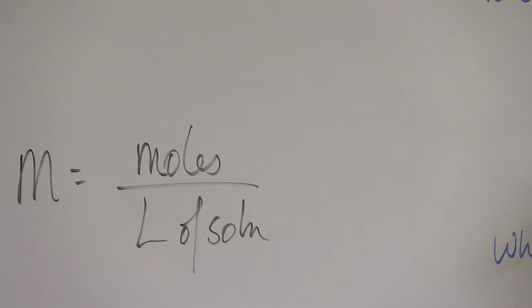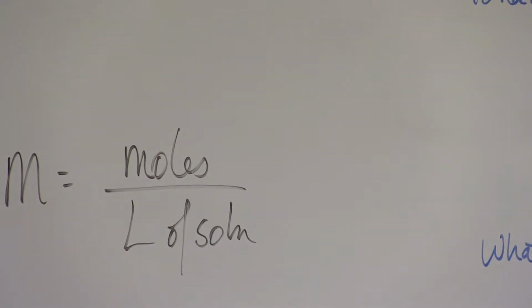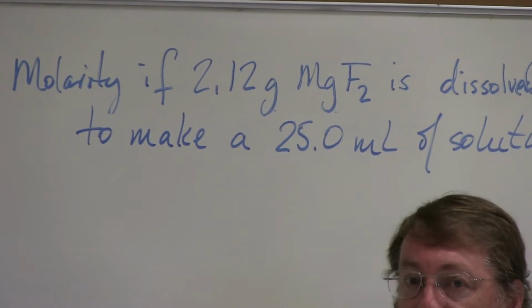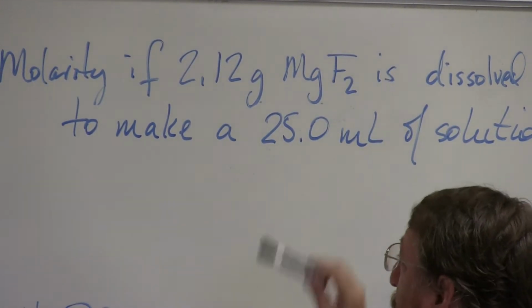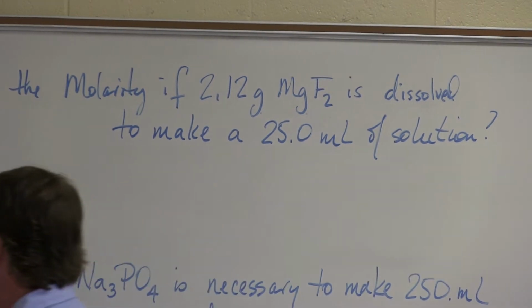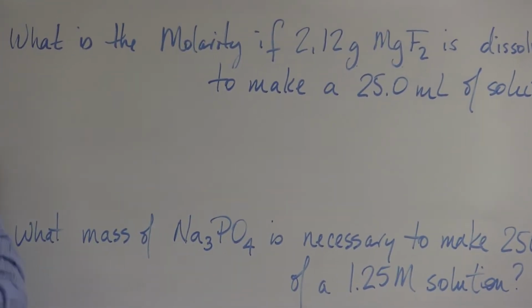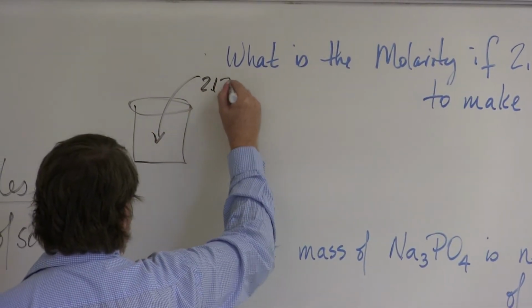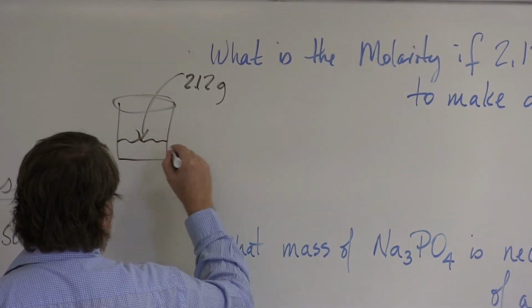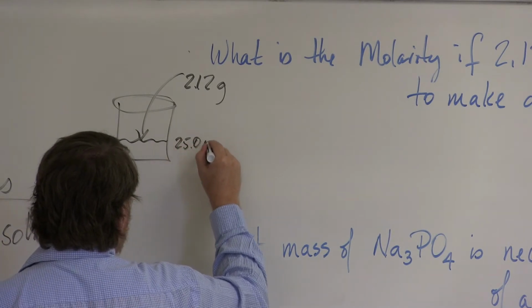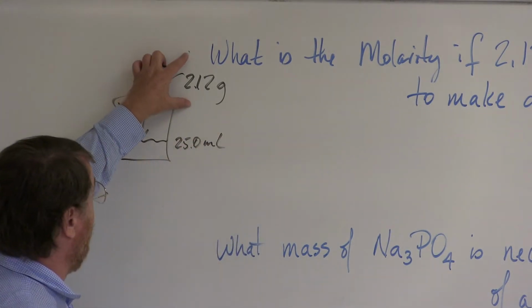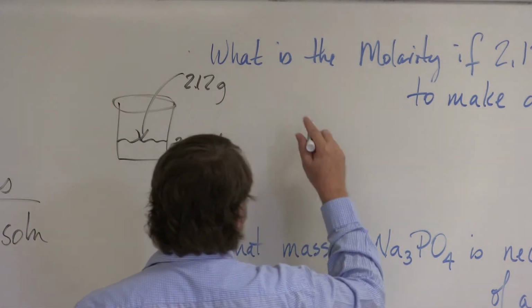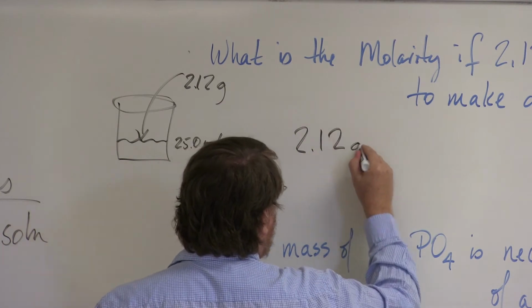So let's do a calculation here. We want to know the molarity if 2.12 grams of magnesium fluoride is dissolved to make a 25 milliliter solution. You know what's going to happen here. We've got a beaker, and we put in 2.12 grams. Then we're going to bring it to 25 milliliters. But we want to represent this not as a mass relationship, but as a mole relationship. So first thing we're going to do is convert 2.12 grams into moles.